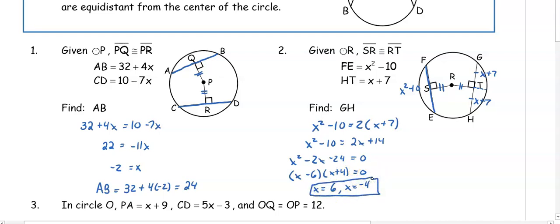So now to find GH, we know that GH is the same as FE. So GH is equal to 2 times 6 plus 7, which is 26. And we also know it's equal to 2 times negative 4 plus 7, which is 6. So because both x's work, there are two lengths for GH depending on what our x value is.